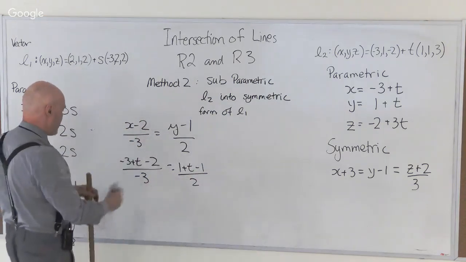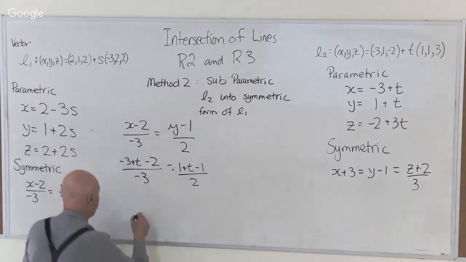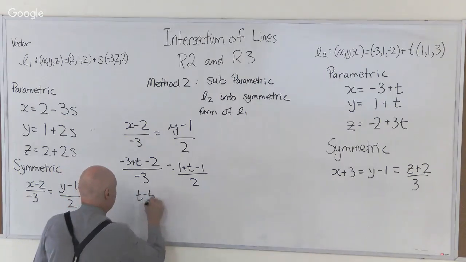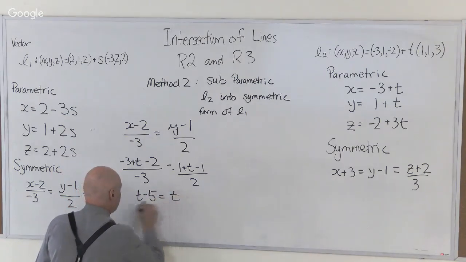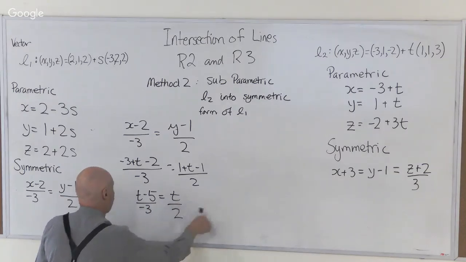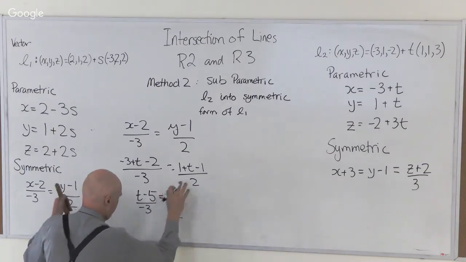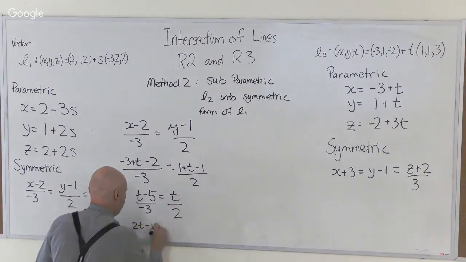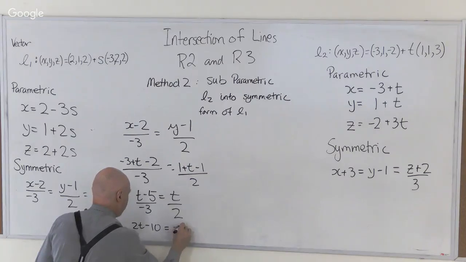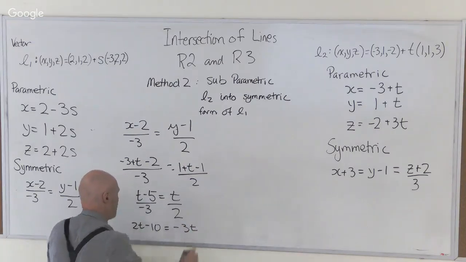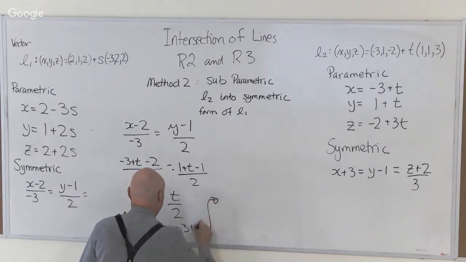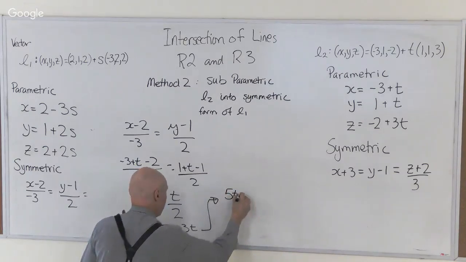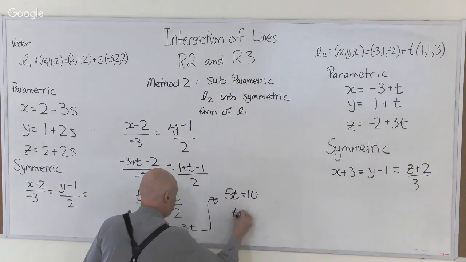I'm going to simplify the top of this expression a little bit. So t minus 5 equals t. And this one's over -3. That one's over 2. Now I have to do my magic, cross multiplication or whatever you want to call it. 2t minus 10 is equal to -3t. And so I wind up with 5t is equal to 10. So t is equal to 2.